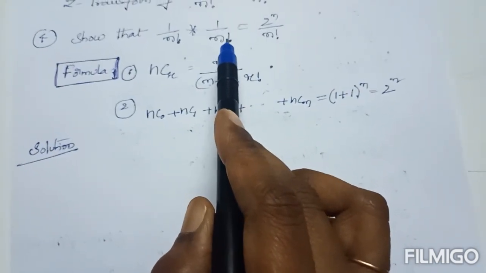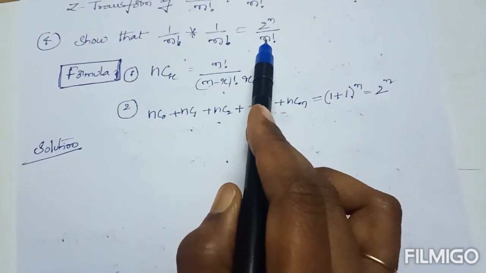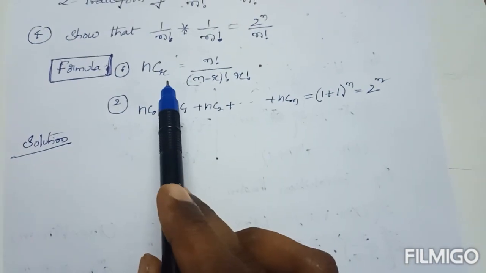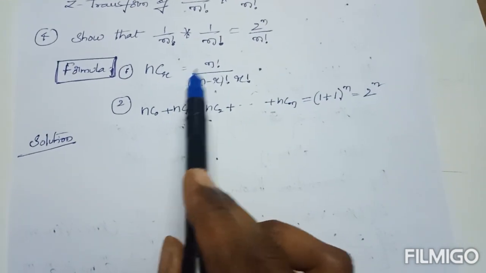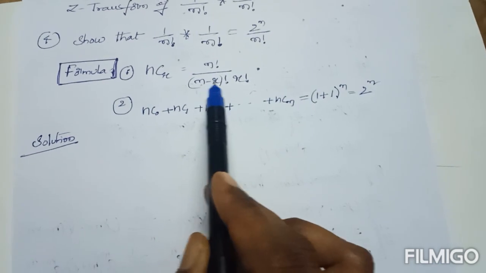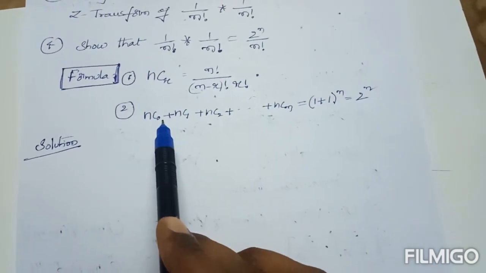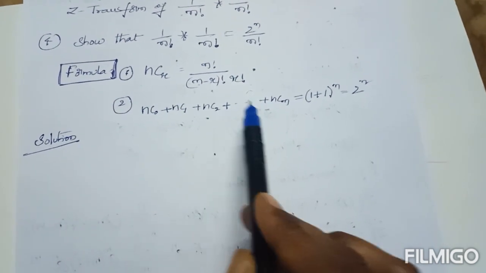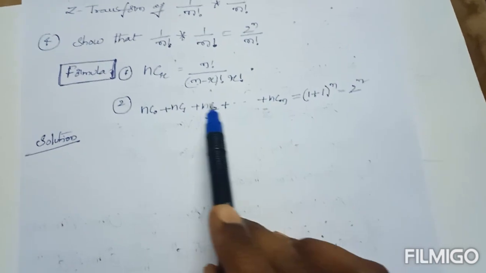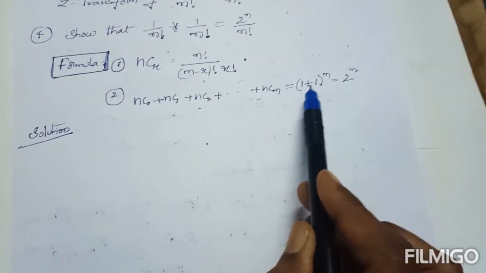Before proving this result according to the convolution theorem, we have to know two formulas. The first formula is the binomial coefficient nCr formula: n factorial divided by n minus r factorial into r factorial. The second useful formula is nC0 plus nC1 plus nC2 and so on up to nCn, the sum of the binomial coefficients, equals x plus y whole power n.